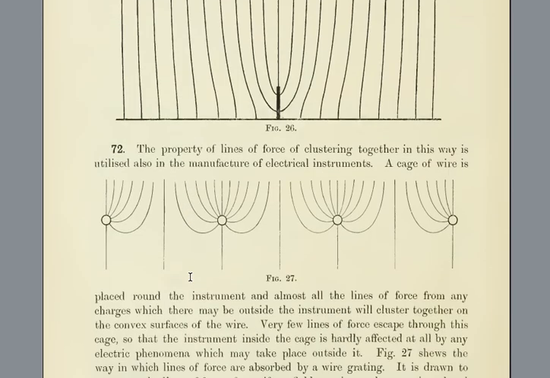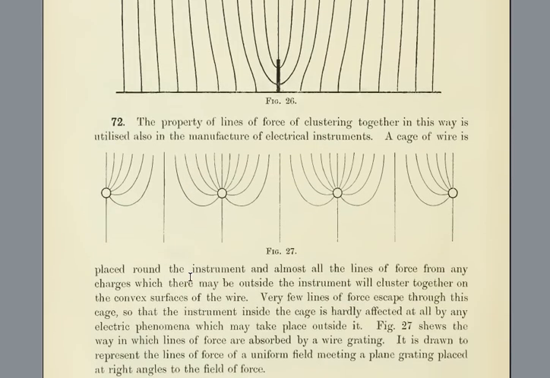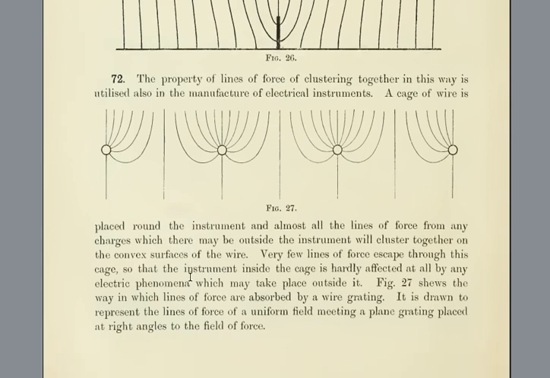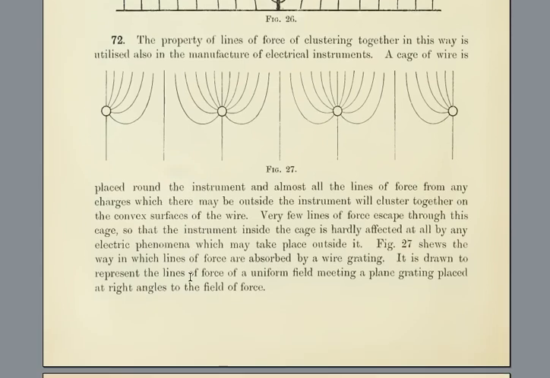72nd. The property of lines of force clustering together in this way is utilized also in the manufacture of electrical instruments. A cage of wire is placed around the instrument, and almost all the lines of force from any charges which there may be outside the instrument will cluster together on the convex surfaces of the wire. Very few lines of force escape through this cage, so that the instrument inside the cage is hardly affected at all by any electric phenomena which may take place outside it.